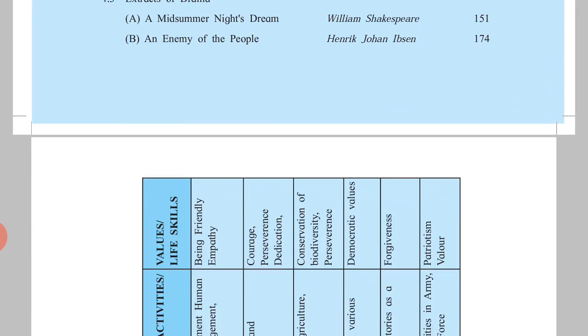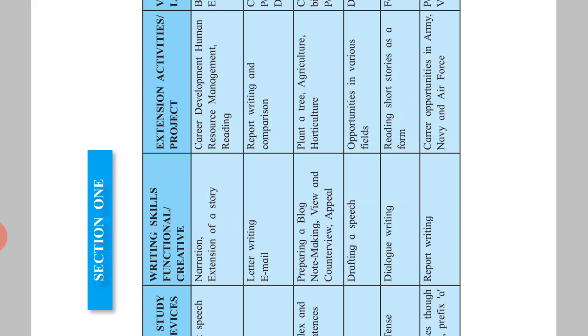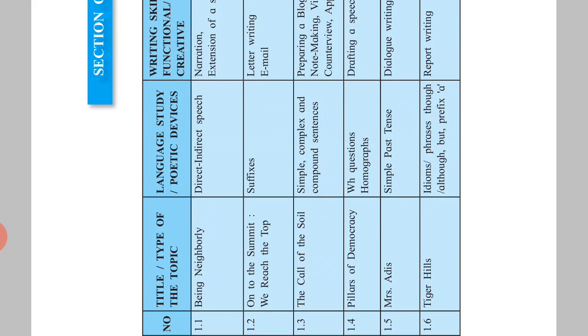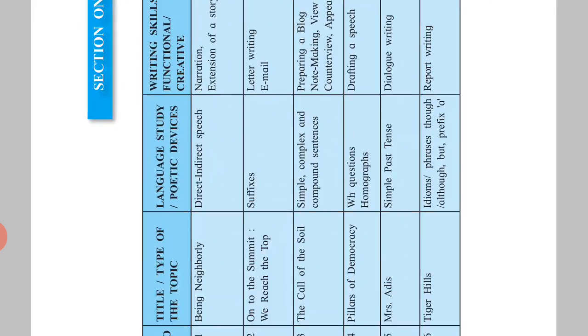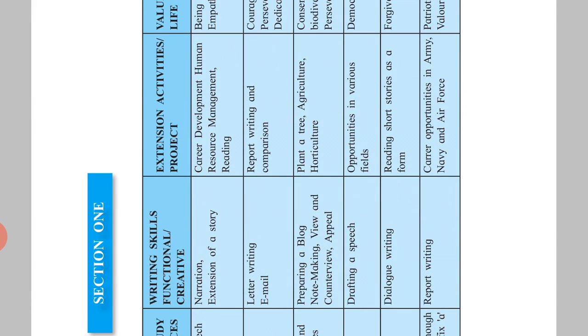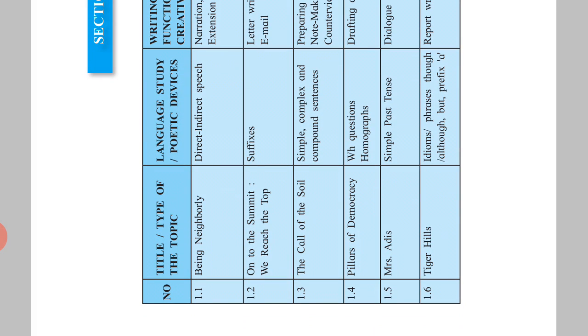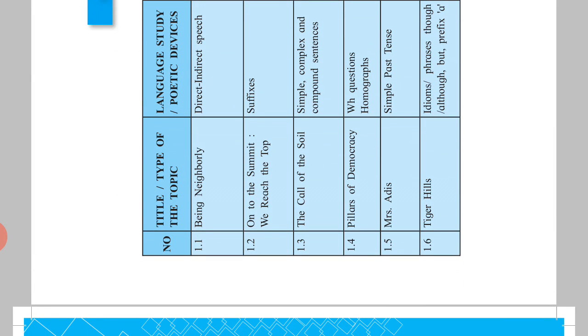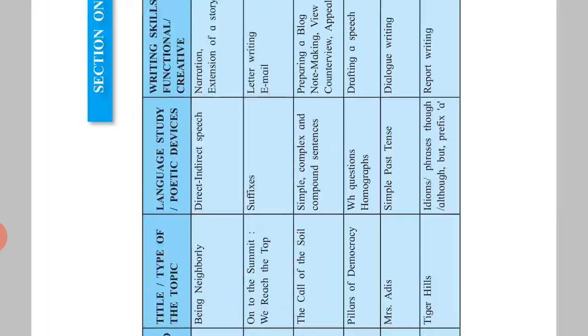So this is the syllabus, and according to the syllabus, in section 1, you just see 1.1, 1.2, 1.3, 1.4, 1.5 and 1.6. Here the titles are given: 1.1 Being Neighborly, 1.2 On the Summit We Reach the Top, 1.3 The Call of the Soil, 1.4 Pillars of Democracy, Mrs. Addis and Tiger Hills.